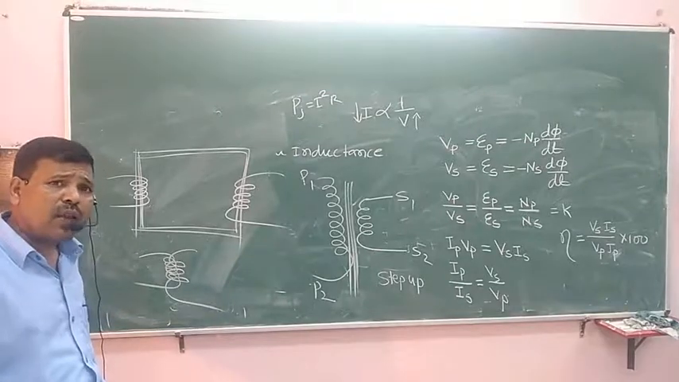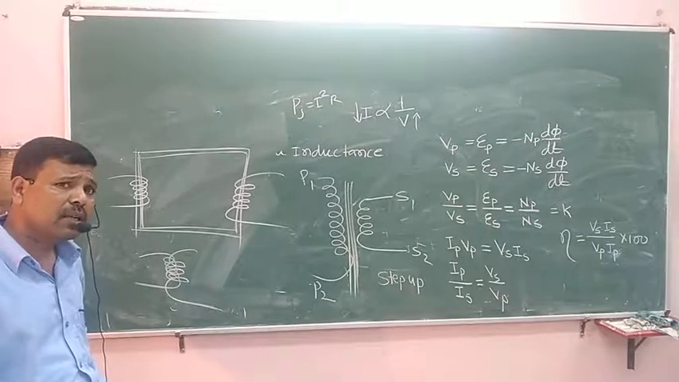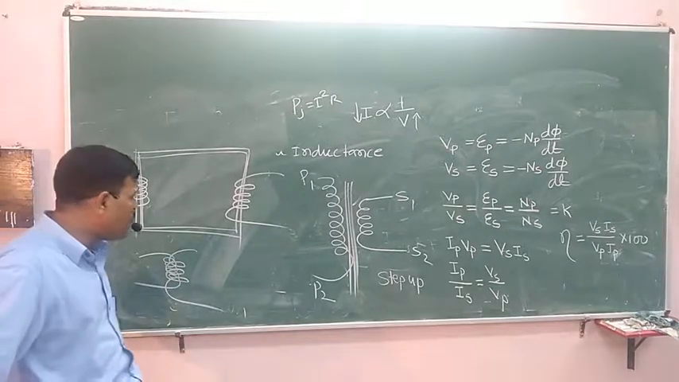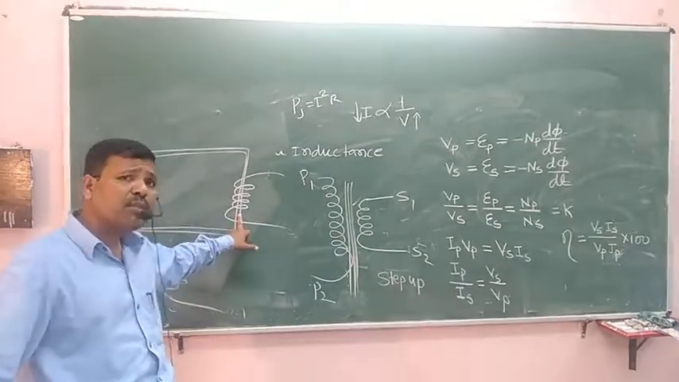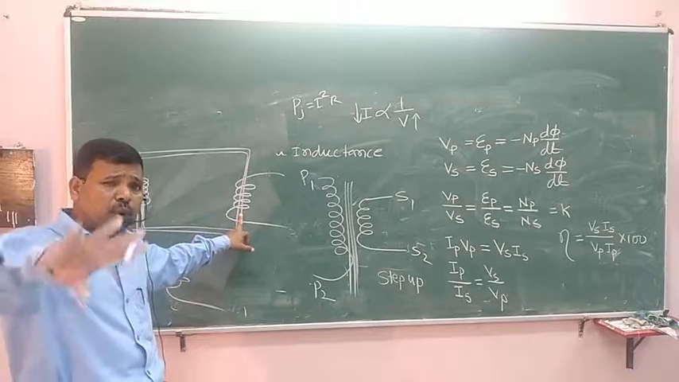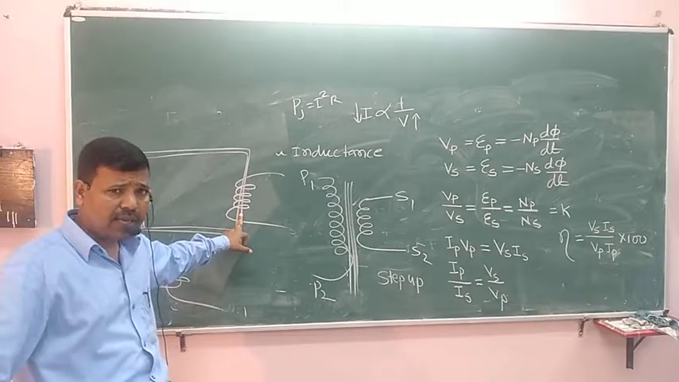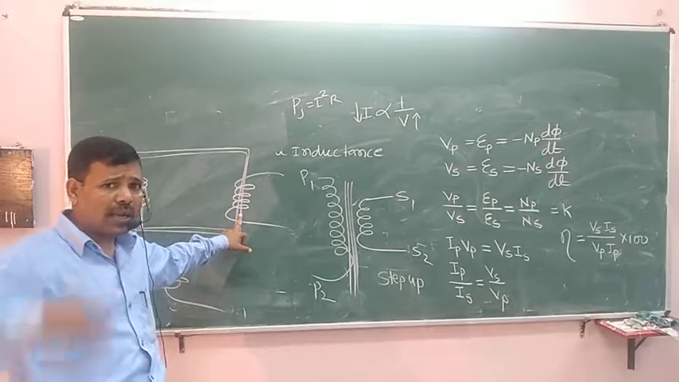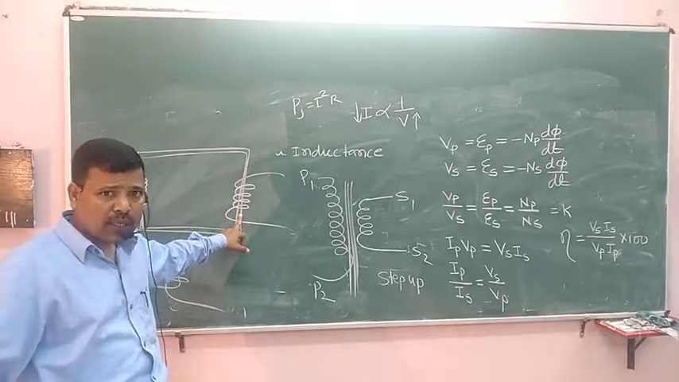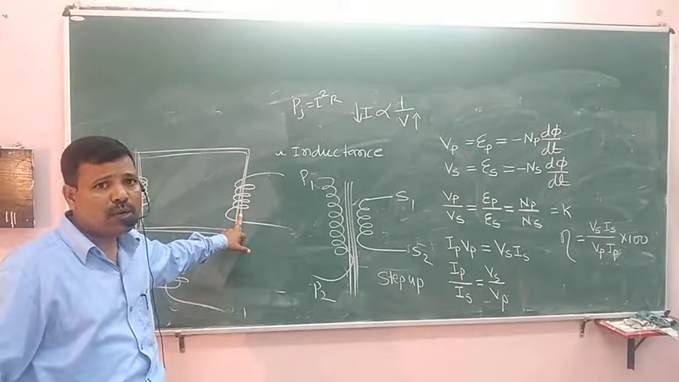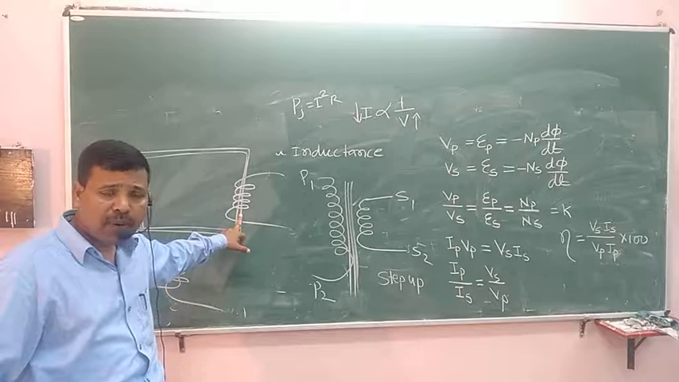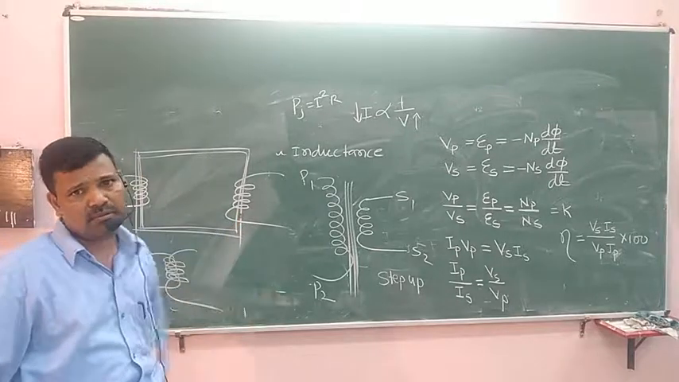Then the loss of electric power in a transformer is due to eddy currents. In order to avoid the production of eddy currents due to continuous change in magnetic flux, we use a laminated core. Laminated core is used in transformer to prevent the loss of electric power due to eddy currents.